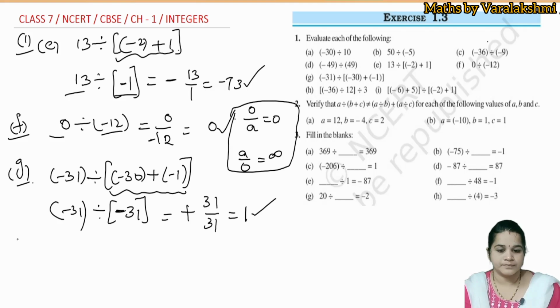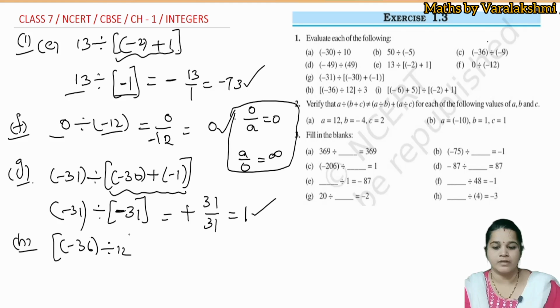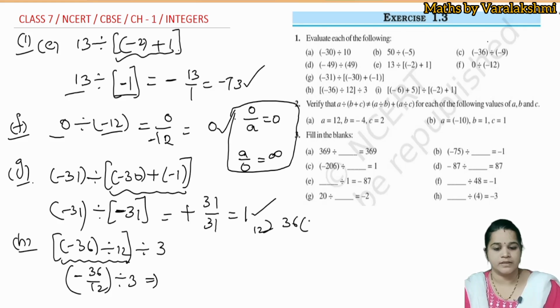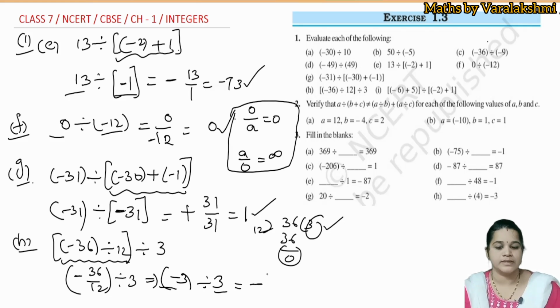Now H, minus 36 divided by 12, that divided by 3. So first we need to solve this value. Minus divided by plus is minus, 36 by 12 divided by 3. That implies dividing 36 by 12, we will get 12 3s are 36, that is 0. So this quotient will be the answer here, that is minus 3 divided by 3. It is a negative integer, positive integer, so the result will be negative only. 3 by 3, that is equal to minus 1 as the result.